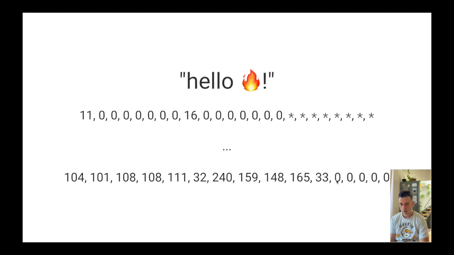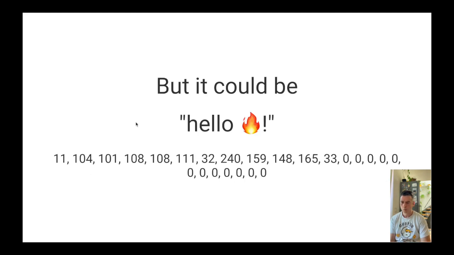Here we go, followed by 5 zeros, because our capacity is 16 and the length itself is 11. Okay, but it could be the following. We could say hello fire exclamation mark, then we just say 11, which is the number of bytes we occupy, then the bytes followed by just zeros. And those are just our 24 bytes, which we have anyways.